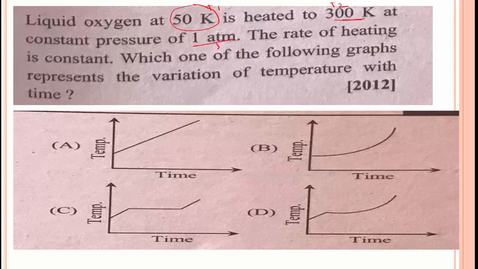at a constant pressure of 1 atm. The rate of heating is constant. Which one of the following graphs represents the variation of temperature with time? Here, at first the temperature will increase, then there will be a state change from liquid to gas. Option D is the right answer, because at first the temperature will increase and then there will be a state change from liquid to gas.